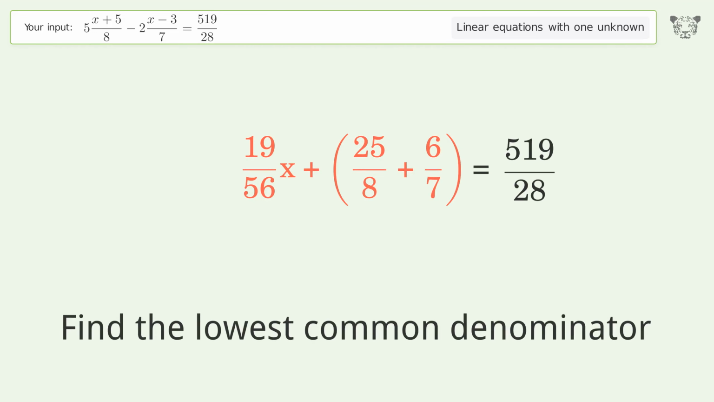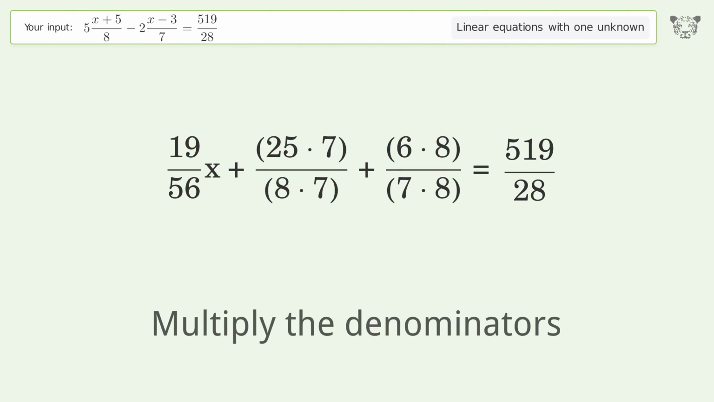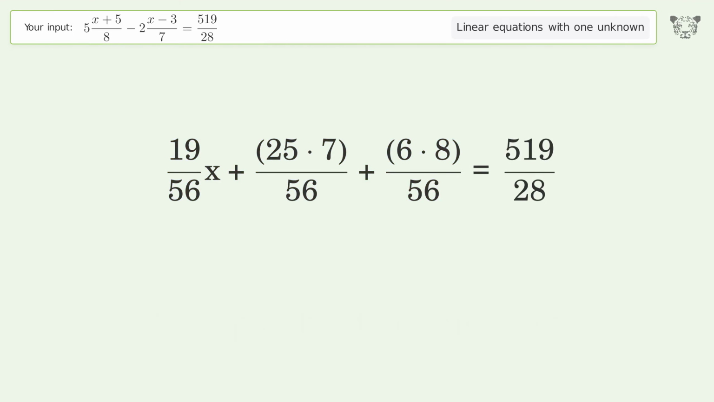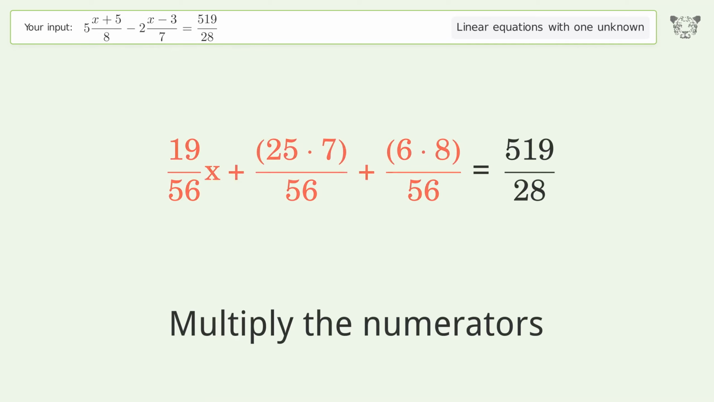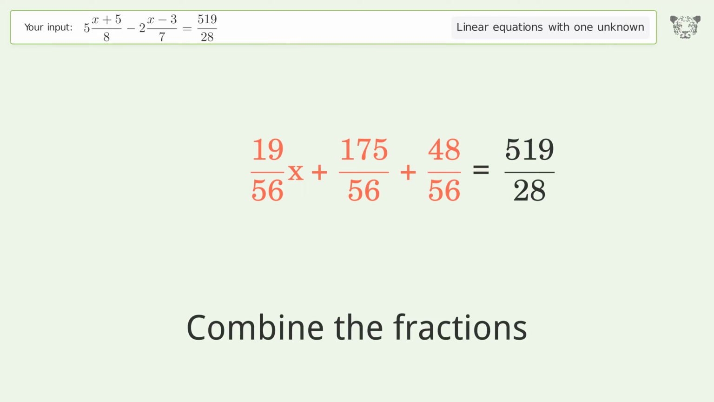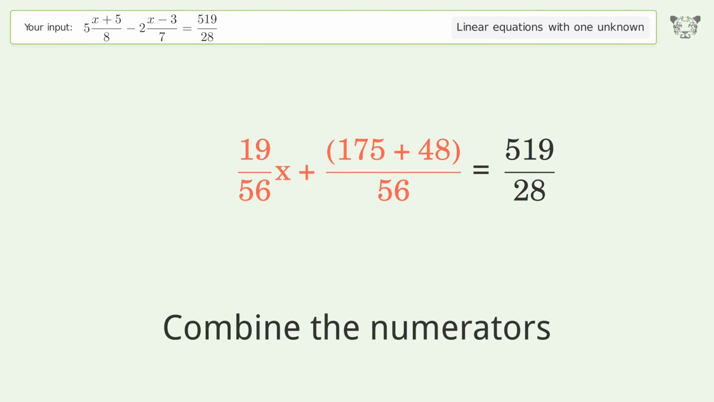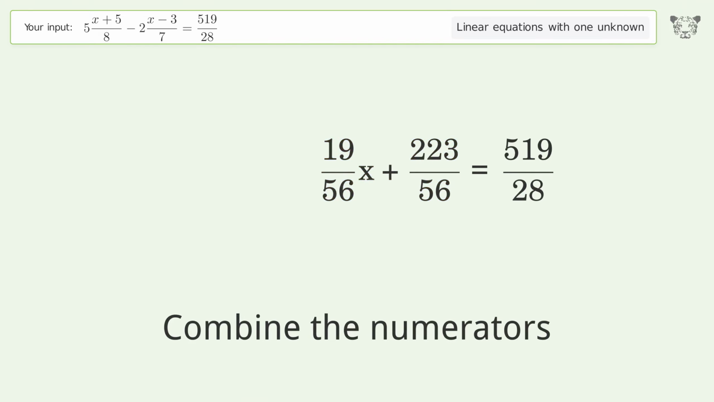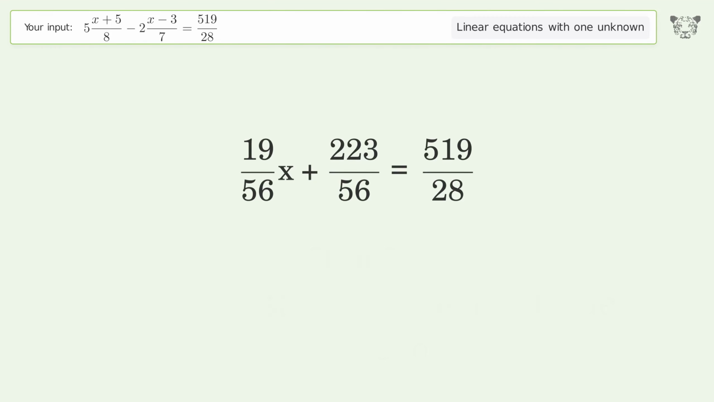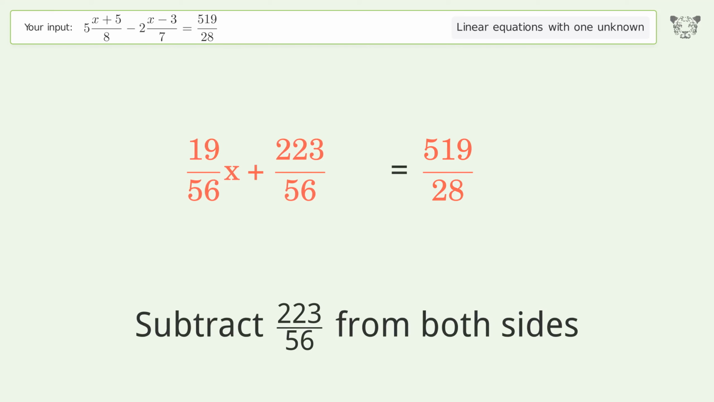Find the lowest common denominator. Multiply the denominators. Multiply the numerators. Combine the fractions. Combine the numerators. Group all constants on the right side of the equation. Subtract 223/56 from both sides.